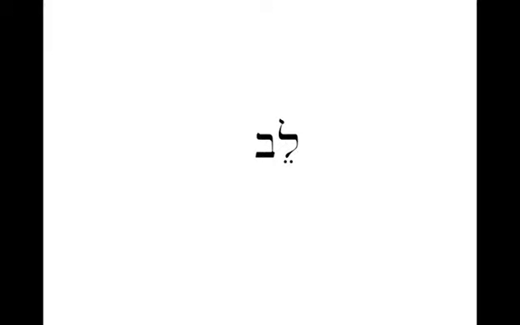Next is lave, which means heart. And the plural of lave is libot. Again, note that ot ending, indicating that the word is a plural. There are actually two different forms for heart. So we have lave and libot. And we also have levav and levavot, which again mean heart and hearts, respectively.